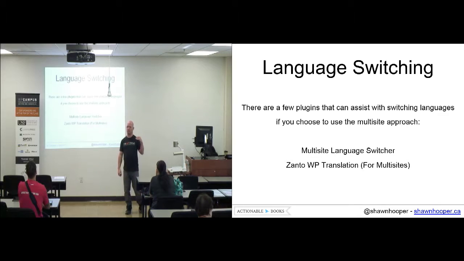So you would create a network site with subsites for each language, and then you can use plugins like the Multisite Language Switcher plugin or the Zanto WP Translation plugin for multisites. These are two options that will then help you to associate a post or a page in one multisite subsite to another one, so that you can provide that back and forth linking between content. If you don't use language switchers like this, the only option you have is, if you're in the English site and you want to go to the Spanish site, probably sending them to the home page, whereas these plugins would allow you to switch between the same content in multiple languages, which is a much better user experience.